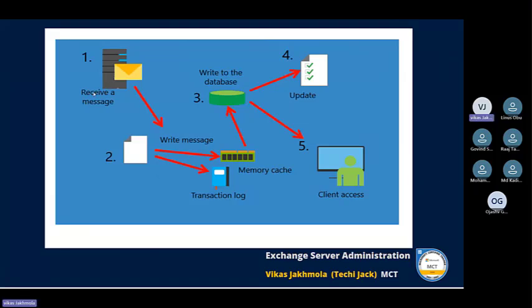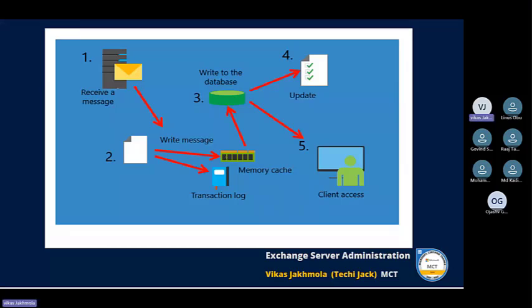This is a mailbox server, and the mailbox server receives a message, and after the transport service accepts the message, it passes it to the mailbox transport service. When the message is transferred, before the mailbox server writes the message to the database, it writes the message to the current transaction log and the memory cache. In step 2, you can see it writes to a transaction log and at the same time into the memory cache as well.